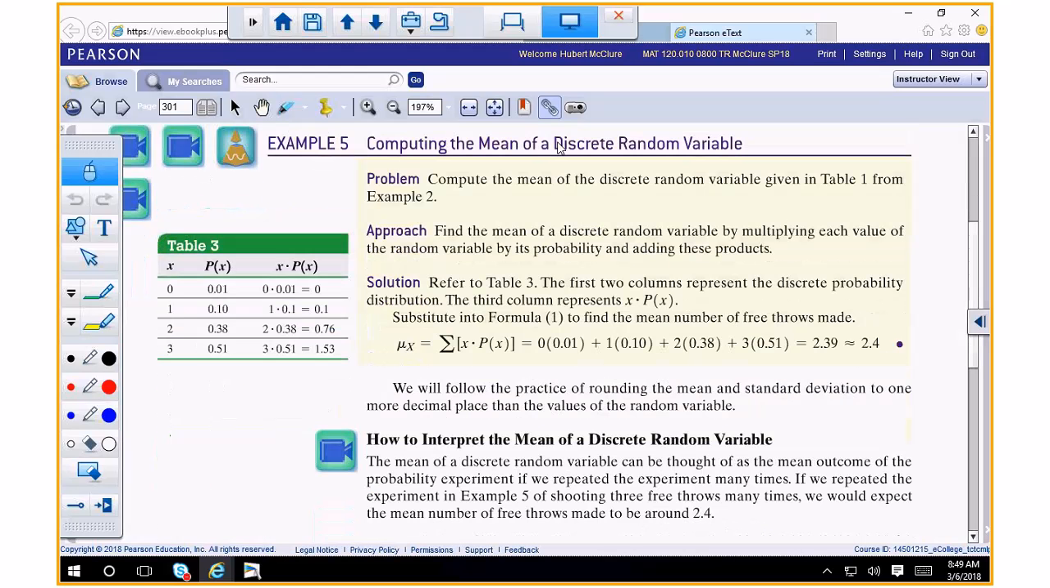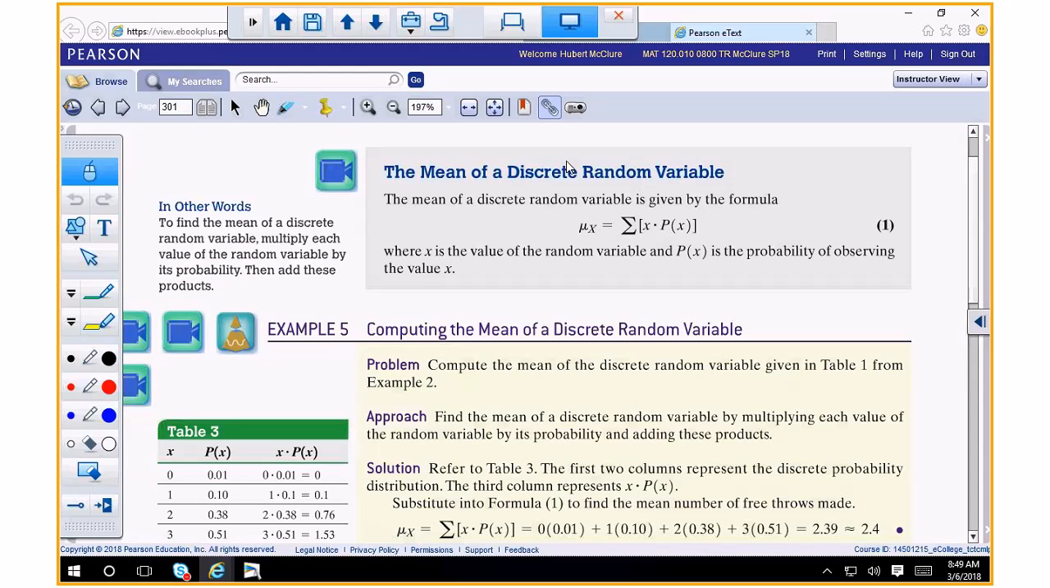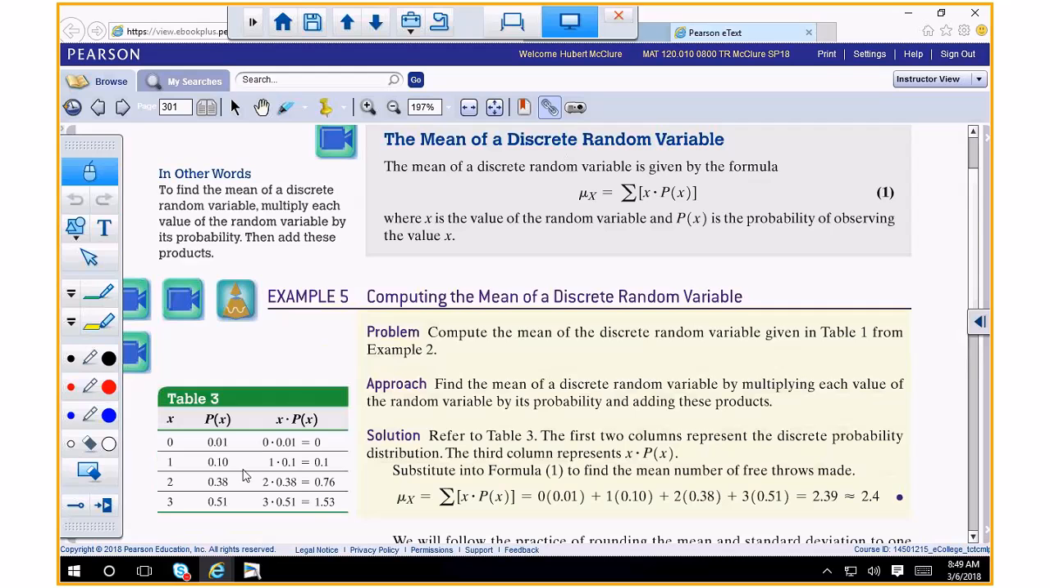No, sorry. There you go. Let's move up just a little bit. And here's an example right here.